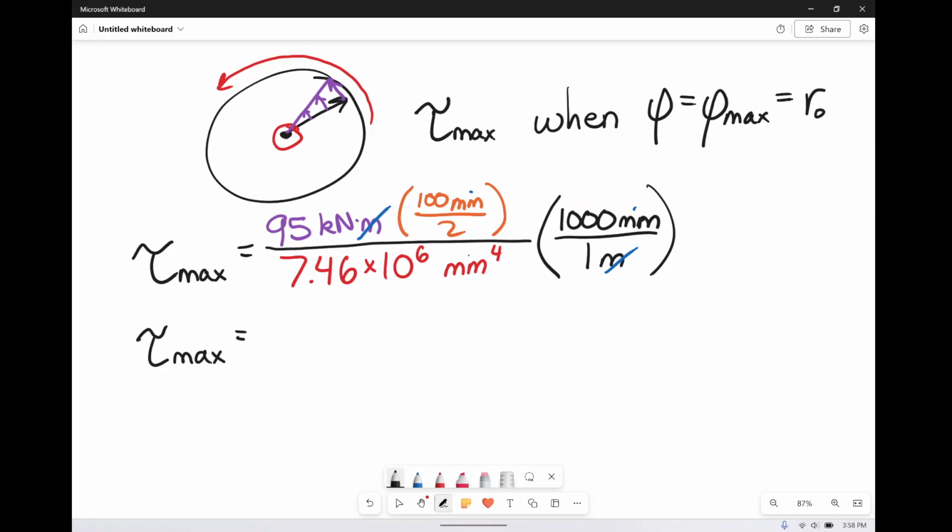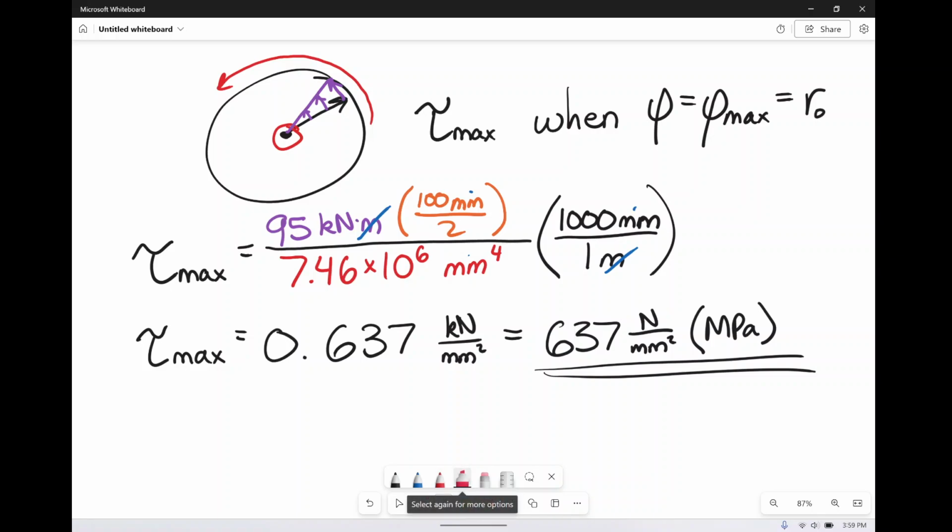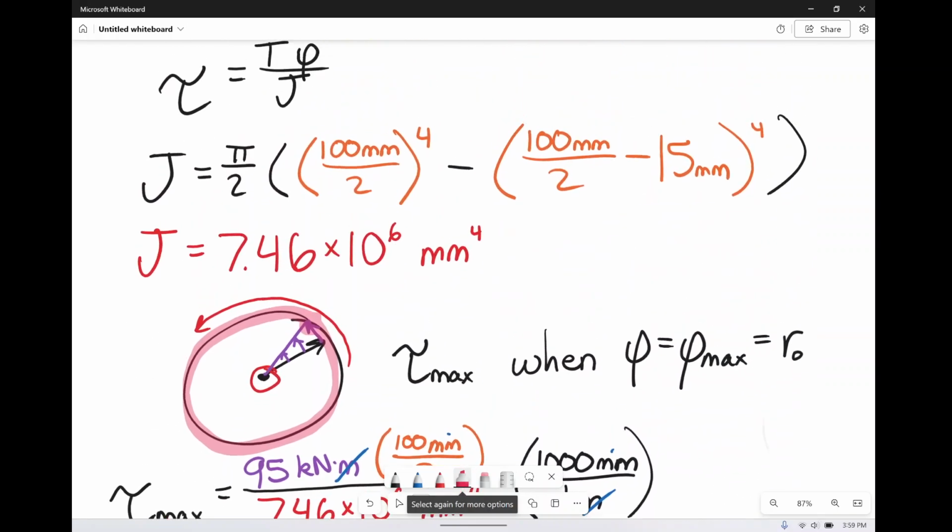And what we're going to get is 0.637 gigapascals, or again, kilonewtons per millimeter squared. Now it's kind of awkward to talk about it in terms of kilonewtons per millimeter squared if you don't even have a whole number. So this is really 637 newtons per millimeter squared, which again is megapascals. So that's our maximum value for our shear stress, and of course, that is occurring at the edge. So along the edge is where the maximum is, and that maximum value is 637 megapascals. So that's one of the things that we wanted to find.